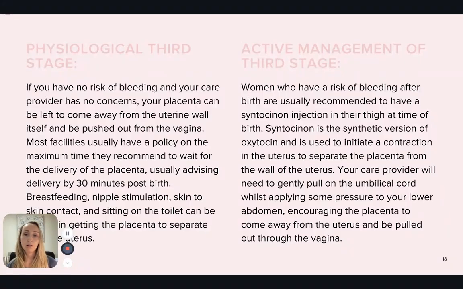In active management of third stage, women who have a risk of bleeding after birth are usually recommended to have a syntocinon injection in their thigh at the time of birth. Syntocinon is the synthetic version of oxytocin, and that's used to initiate a big contraction in the uterus to separate the placenta from the wall of the uterus. Your care provider will need to gently pull on the umbilical cord, which has been cut now, whilst applying some pressure to your lower abdomen. This will encourage your placenta to come away from the uterus and then be pulled out through your vagina.